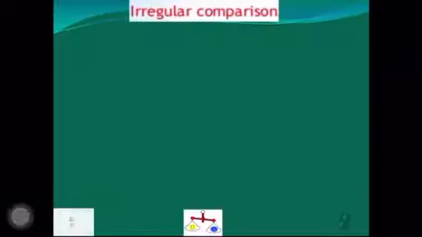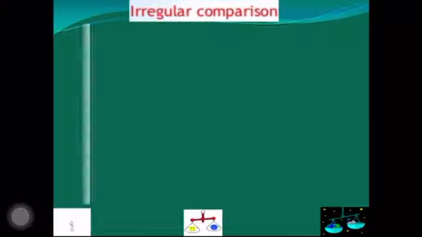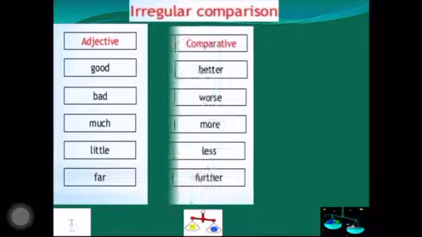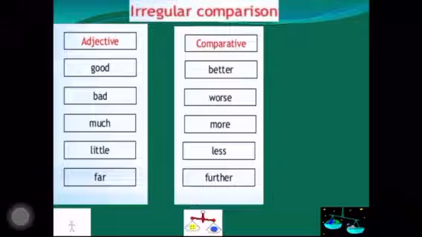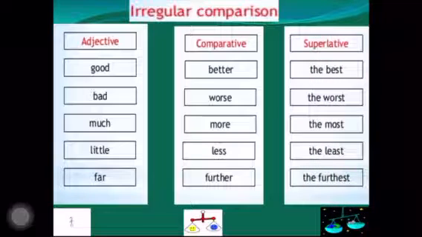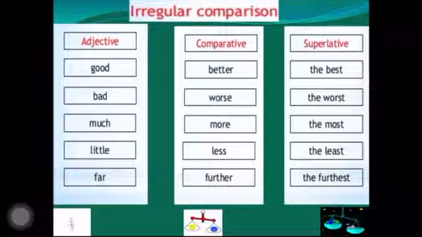But we have irregular comparison or irregular adjectives. Good, bad, much, little, and far, they are irregulars. We cannot add ER or EST. They change completely. So for the comparative, good becomes better, bad becomes worse, much becomes more, little becomes less, and far becomes farther. For the superlative, good becomes the best, bad becomes the worst, much becomes the most, little the least, and far becomes the farthest. And actually you have to memorize these irregulars.